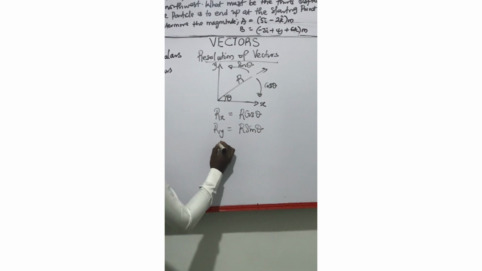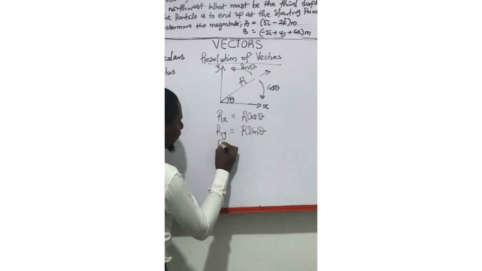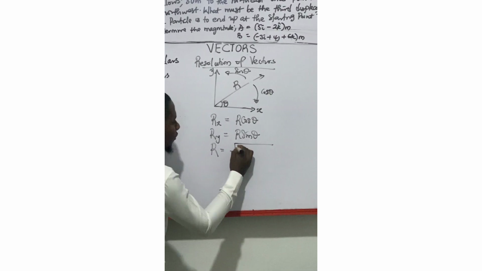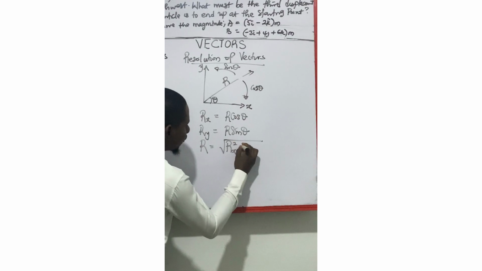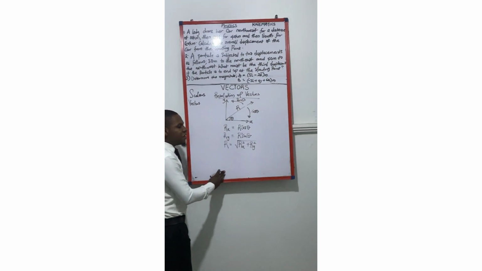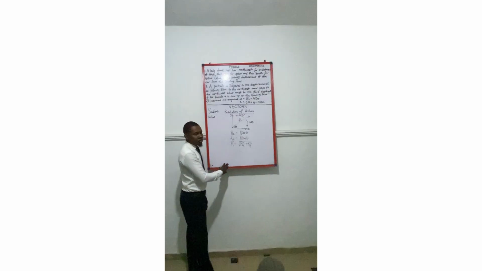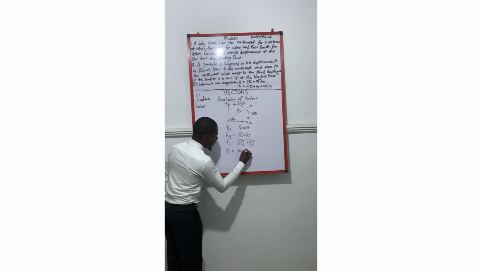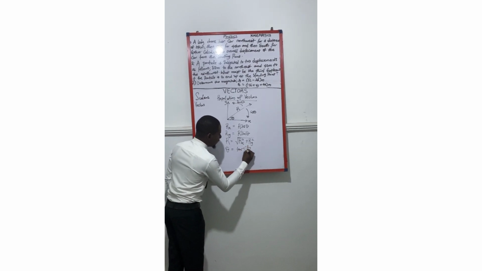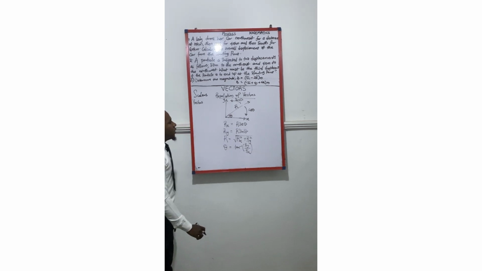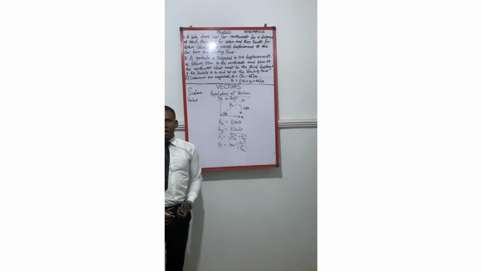In this case, we are asked for the resultant of this vector. The resultant is now going to be the square root of the squares of the horizontal plus the squares of the what? Of the vertical. And if you are asked to determine the direction of this vector, theta is going to be tan inverse of the vertical to the what? Horizontal.